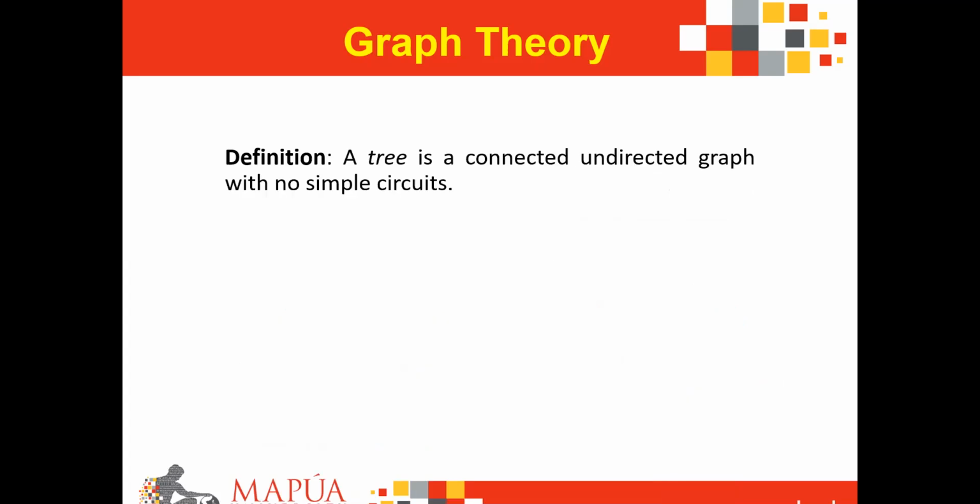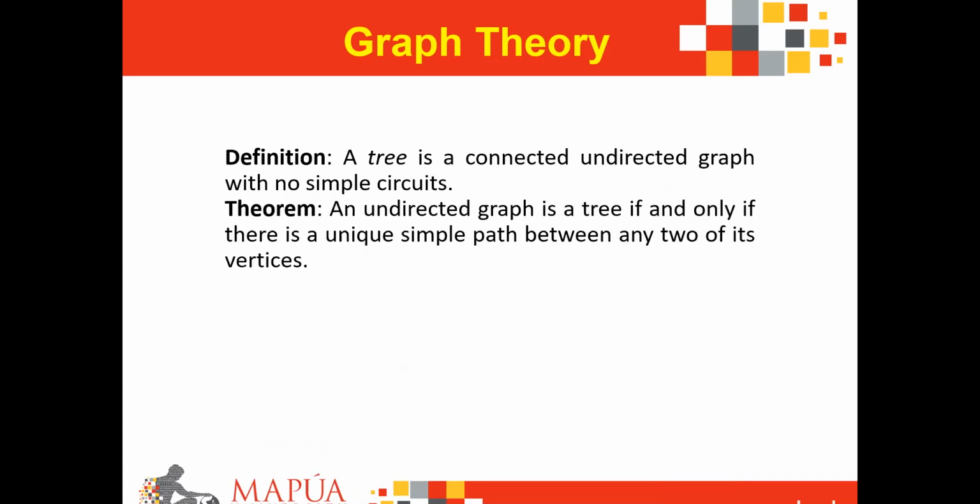By proper definition, a tree is simply a connected undirected graph with no simple circuits. Hence, if a particular graph is undirected, there is no orientation on the edges of the corresponding tree, and it has a unique simple path between any two of its vertices.